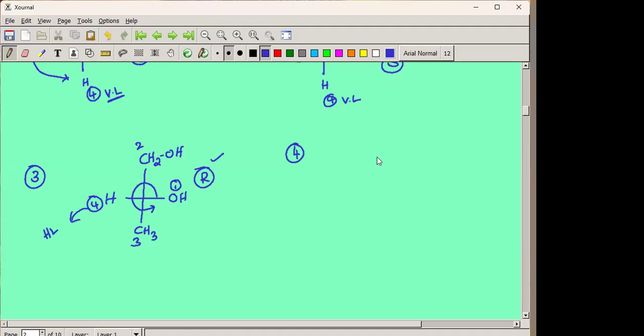So that was the third example, and now the fourth example. Here I am going to take a CH2OH, and here it is a CHO, and here it is a CN, and here it is CH2NH2. So now here four different groups are there. So now give the priority. Which one is the first priority group and which one is the second?